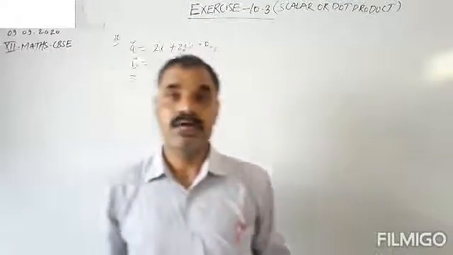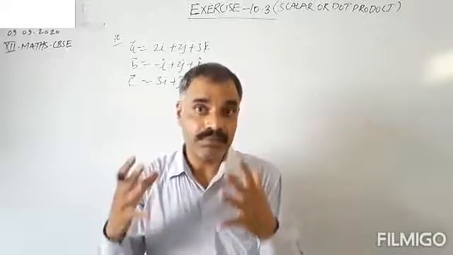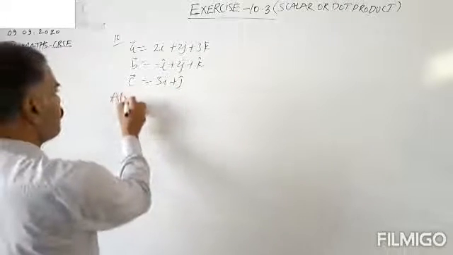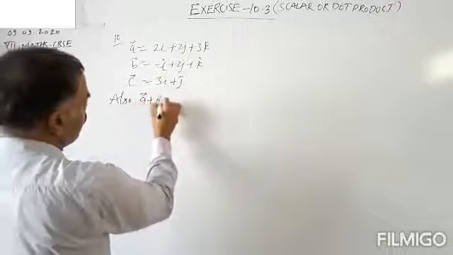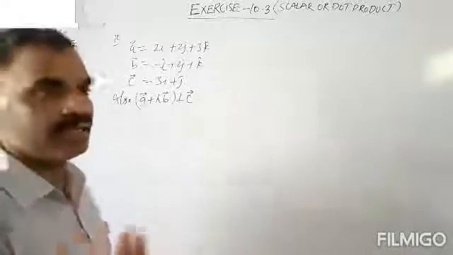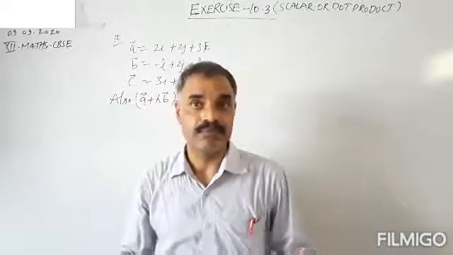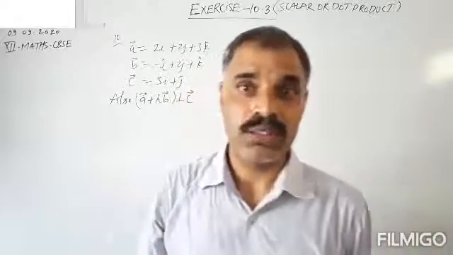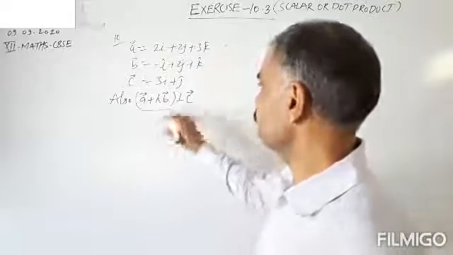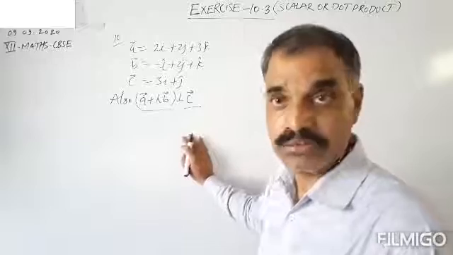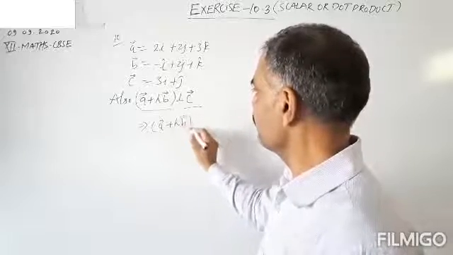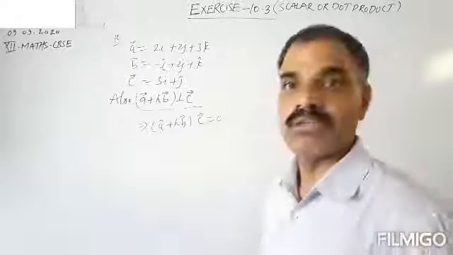We have been given that A vector plus lambda B vector is perpendicular to C vector. Then we have to find lambda. Also an important question, an easy one, not so difficult. When two vectors are perpendicular, then their dot product is equal to 0. This implies that A vector plus lambda B vector dot C vector is equal to 0.